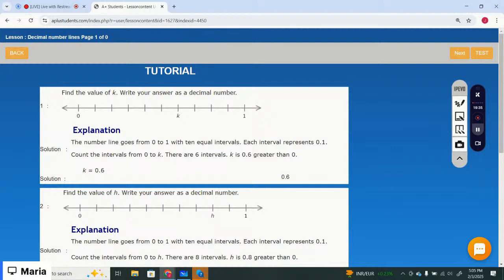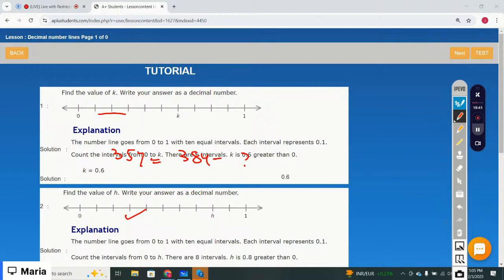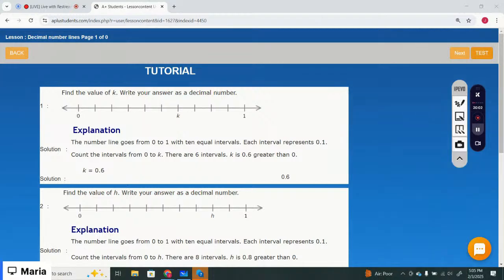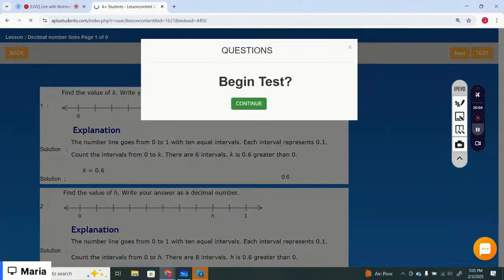Find the value of k. Write your answer as a decimal number. So basically, that is the number between 0 and 1. Between 0 and 1, you have 10 small intervals. You need to count k's on which interval. 1, 2, 3, 4, 5, 6. K is at the 6. That is less than 1, so that is 0.6. Let's just start with the test questions.